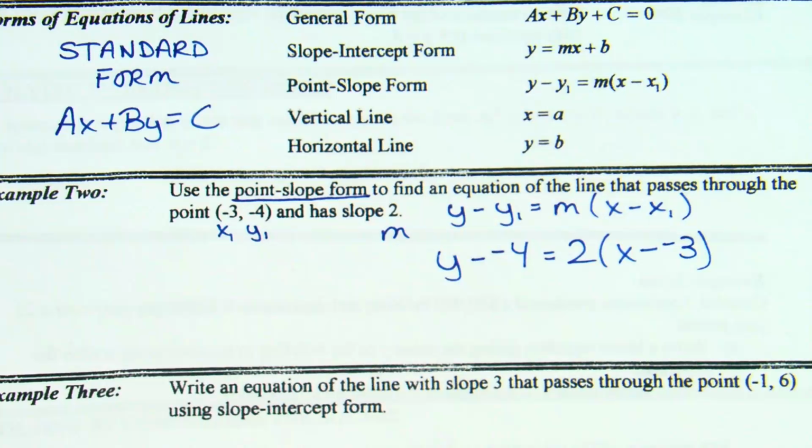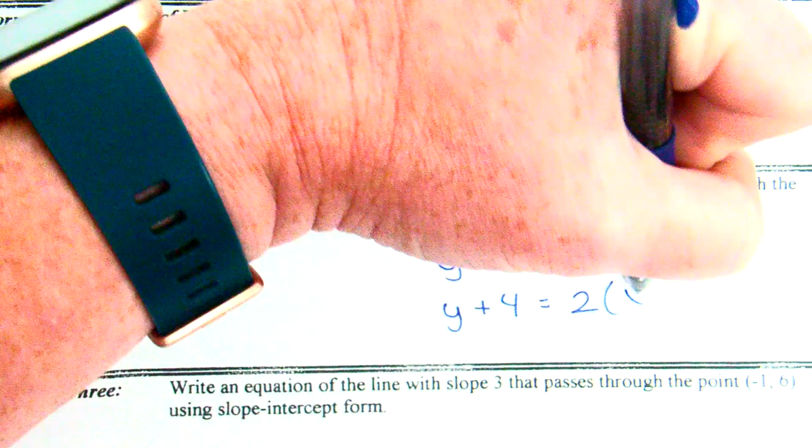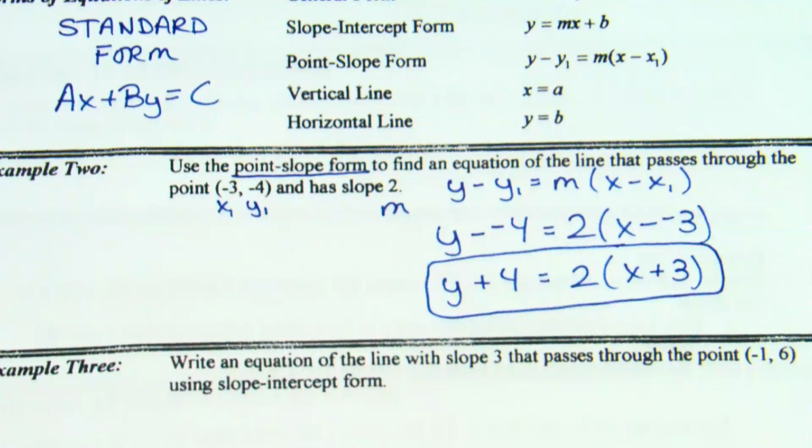Okay, it said use point-slope form. Doesn't tell us to end anywhere else other than point-slope form, so all I'm going to do is clean this up and leave it. What do we know about y minus -4? y plus 4 equals 2 times the quantity x plus 3. I'm going to leave it like that. Okay, that is point-slope form. That wasn't horrible, was it?